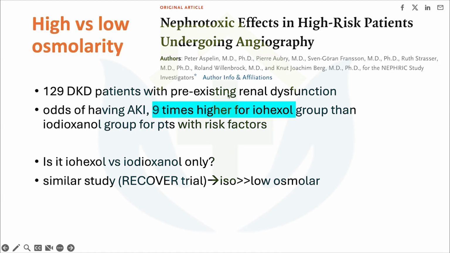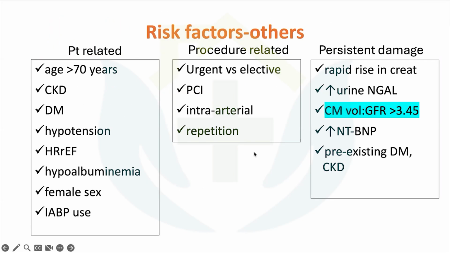So even in these cases, if you are using a low molecular or an isoosmolar agent, it is better than what we commonly use. Similarly, there was another trial, the RECOVER trial, which showed that the isoosmolar agent was better. Just to again emphasize the fact that isoosmolar has the lowest osmolarity. What we call low osmolarity is actually the medium level osmolarity. What are the other risk factors?